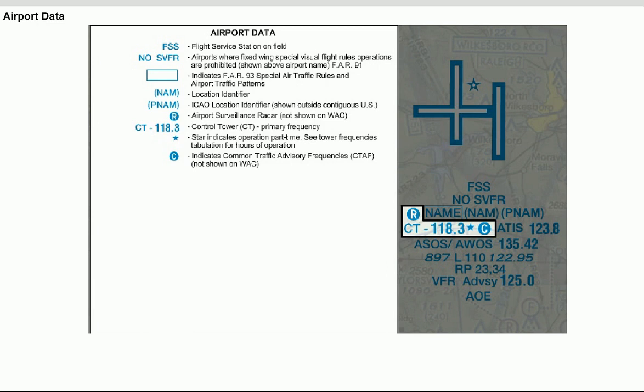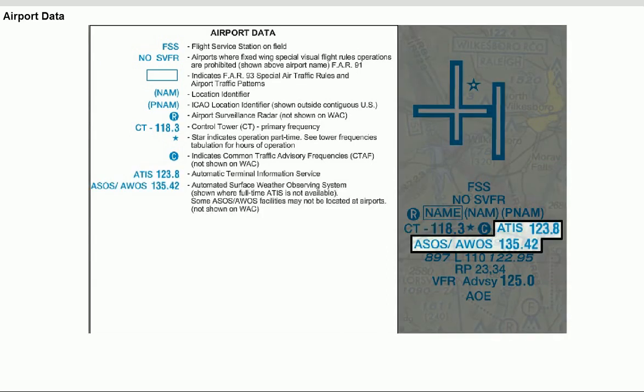Circle to monitor and communicate indicates part-time operation. After the tower closes, you use the Common Traffic Advisory Frequency, or CTAF, noted by the letter C in the blue circle, to monitor and communicate appropriate broadcasts on the designated frequency when you are within 10 miles of approaching and departing the airport. CTAF can be a UNICOM, a Multicom, an FSS, or a tower frequency. A table on the chart margin provides information about control tower frequencies.